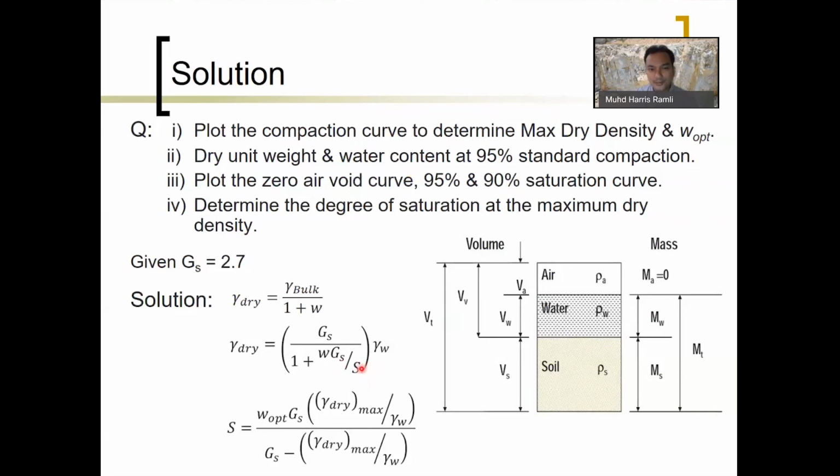And if you want to know the degree of saturation at maximum dry density, you can rearrange the formula to make S the subject and put all the values in here. Okay, so this is the specific gravity and optimum moisture content.